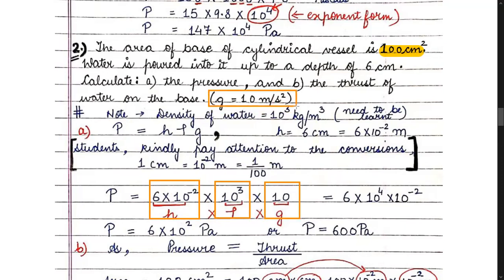So here, since now all the quantities are in SI unit, therefore our answer will come in SI unit, and the SI unit of pressure is, what is it? Yes, it is pascals. So the pressure in this case will come, pascals will be the SI unit. So the answer is 600 pascals.